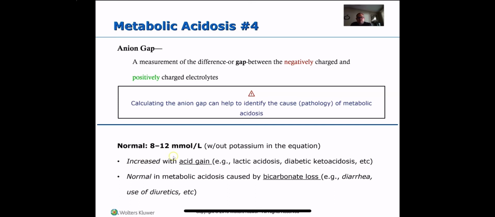A normal anion gap is between 8 and 12. Potassium can be added or removed from the equation, which we'll talk about shortly, but we're going with 8 to 12 without potassium. So if it's increased, that means you have a gain in acid, so it's going to be lactic acidosis, diabetic ketoacidosis, etc. Like I said, when we have patients coming in with DKA, we have to wait for the anion gap to close before we can take them off the insulin drips and convert them to regular Lantus and Humalog. Normal anion gap metabolic acidosis is caused by bicarbonate loss, for example diarrhea or use of diuretics.